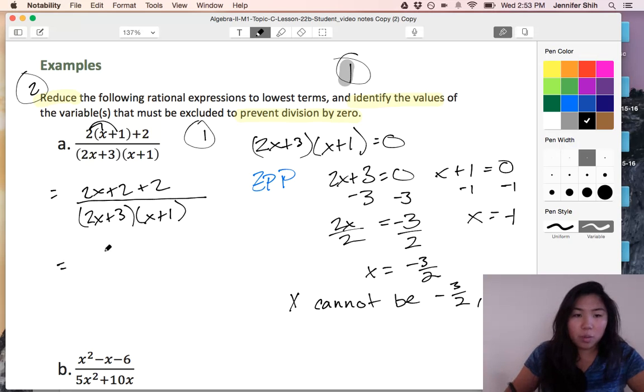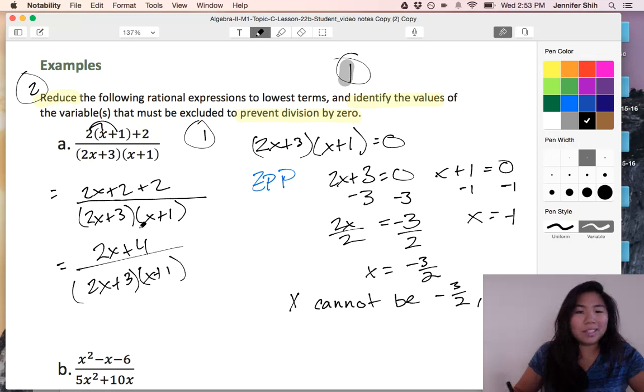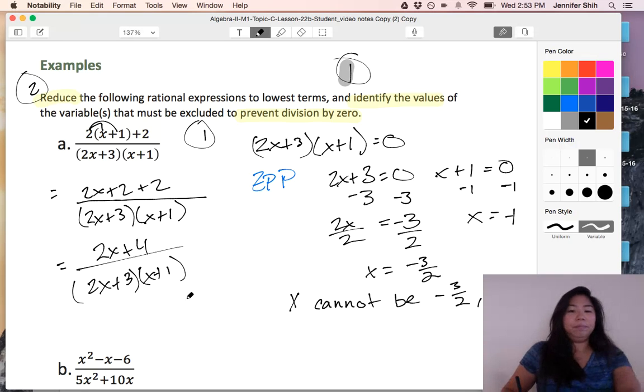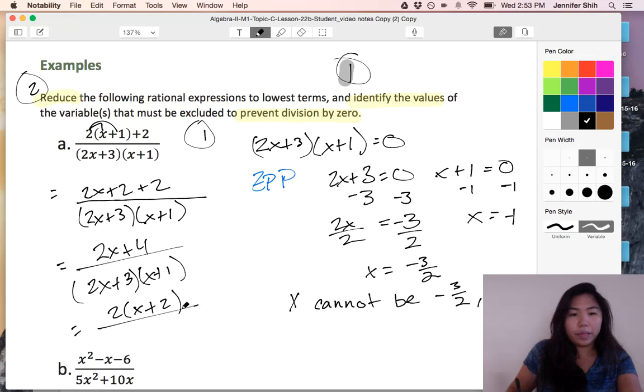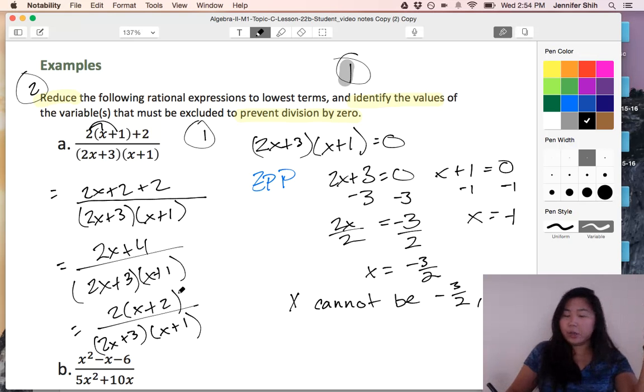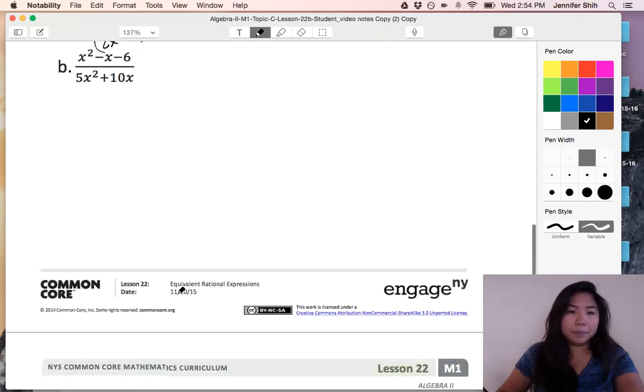So let's go back to simplifying. 2x plus 4, and then I get 2x plus 3 times x plus 1. It looks like they don't have any common factors in the numerator and denominator, so this would be my lowest term expression. I will factor out the numerator: x plus 2, and 2x plus 3, and x plus 1. Now I just have lots of factors in the numerator and denominator. Great.